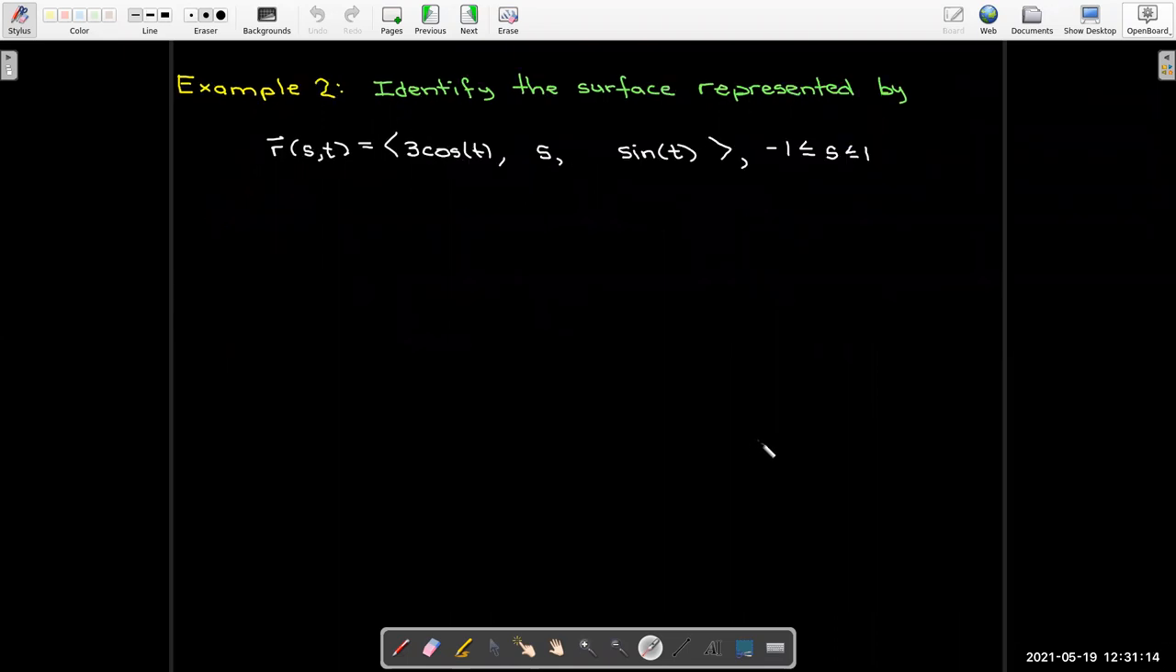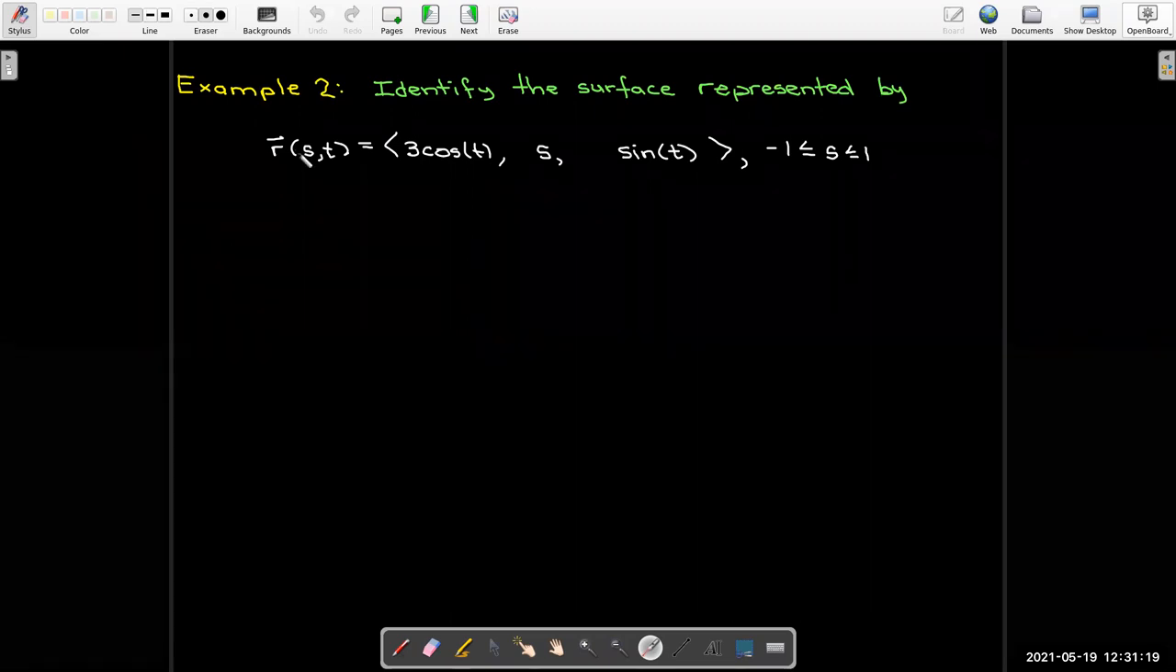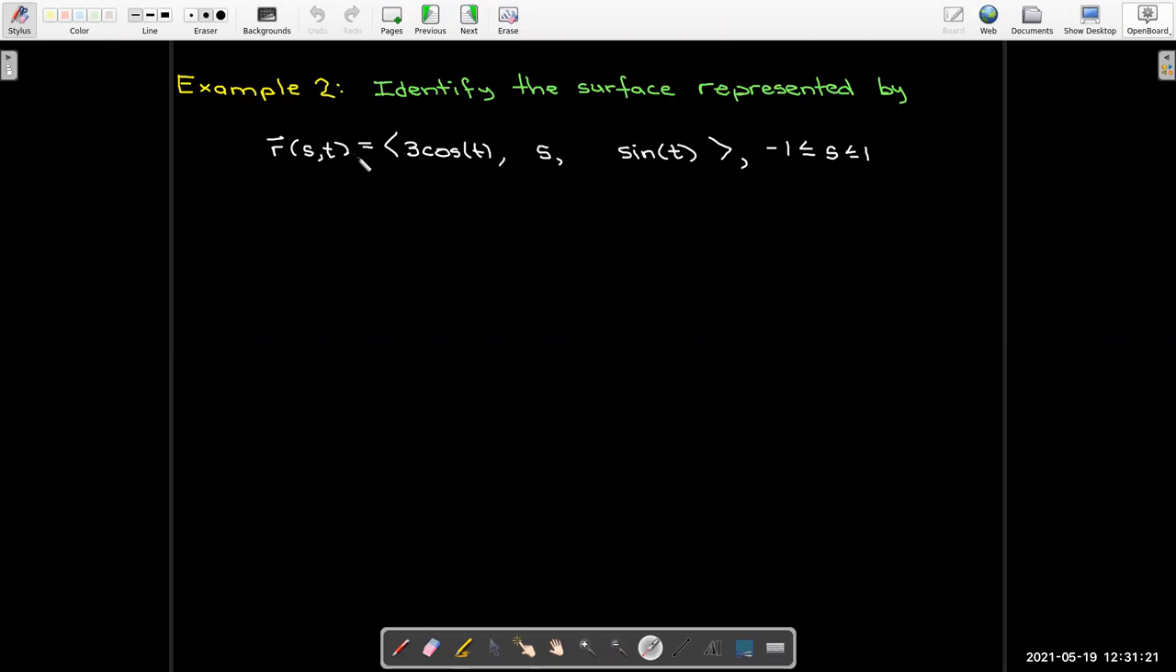Let's look at a second example where we're given a parametric representation. Now we're using different letters, s and t. And just like when we studied curves, the parameter is just a dummy variable. So here I could have used u and v. I used s and t. I could have selected other variables as well, x and y, or a and b.